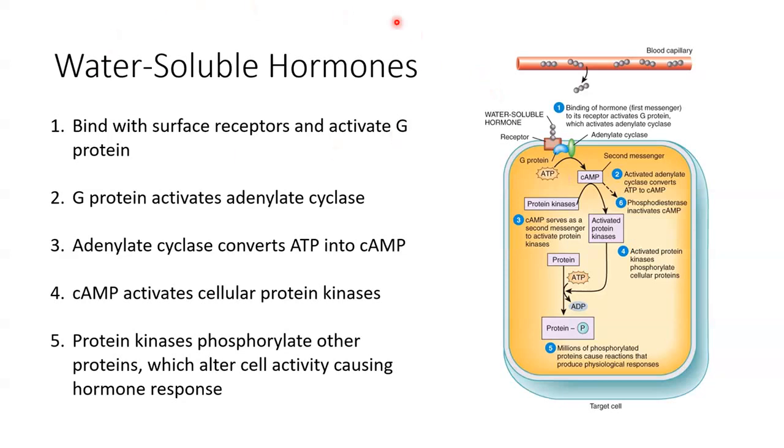Now, with our lipid-soluble and our water-soluble hormones, I don't necessarily want you to be able to repeat this process. I just want you to think about how the structure of the hormone affects where the receptor is located on the target cell, and the cascade of events that then occur for the hormone to have its effect. So I just want you to be aware of these two different types of processes.